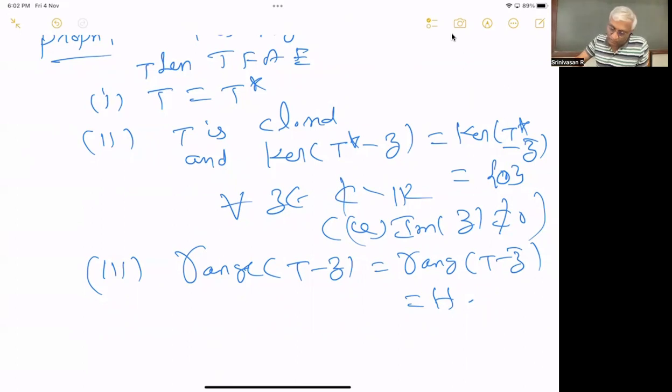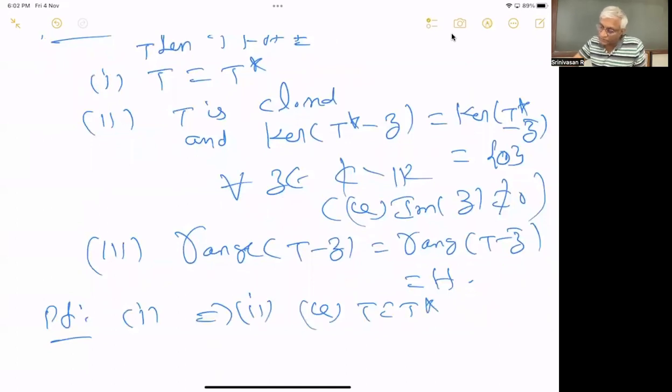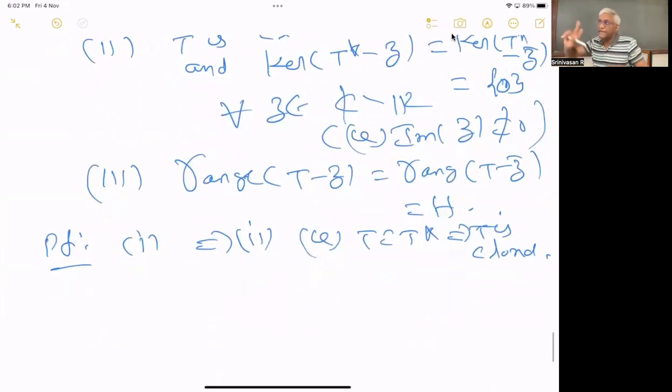Okay, proof. Let us see how much we can prove. One implies two: we are assuming T equals T star. Then of course T is closed, because any star is closed. Any adjoint is a closed operator. We have proved that. How did we prove it? We proved that the graph is the perp of some subspace. We make a flip on the graph of T and then take the perp.